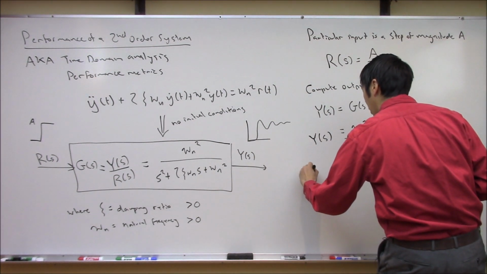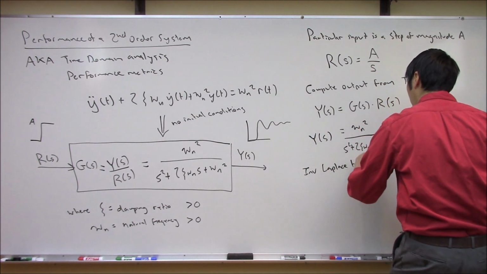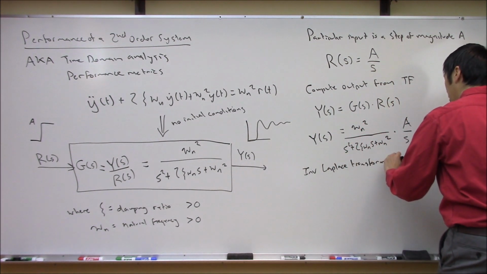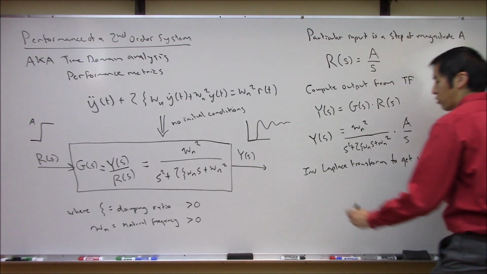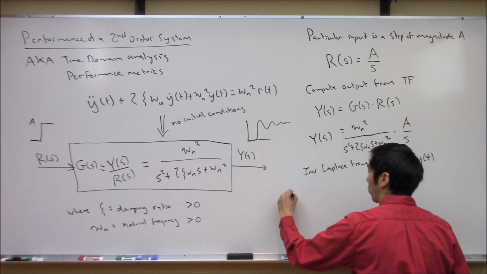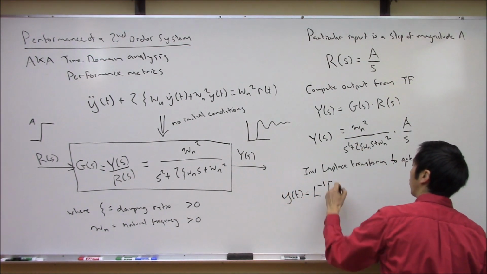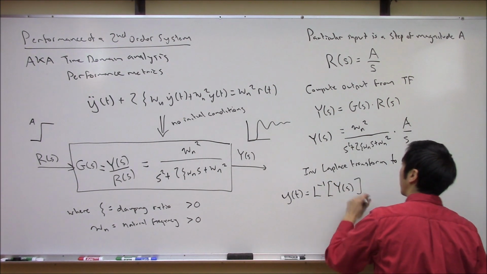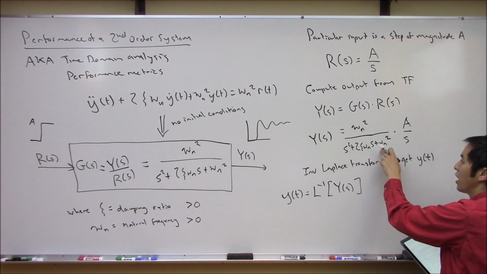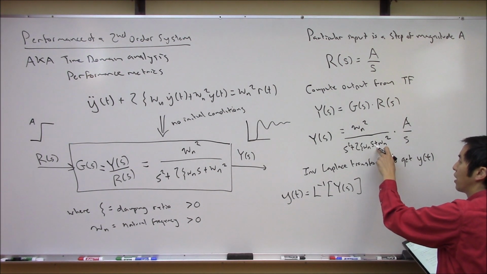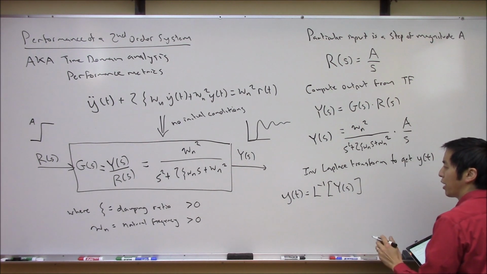So I'll just write down that we need to do an inverse Laplace transform to get y of t, right? I want the signal in the time domain. So to do that, you could say y of t is just the inverse Laplace transform of y of s. So you need to do partial fraction expansion or whatever you like in order to take this expression in the s domain, or the Laplace domain, and get it back into the time domain.